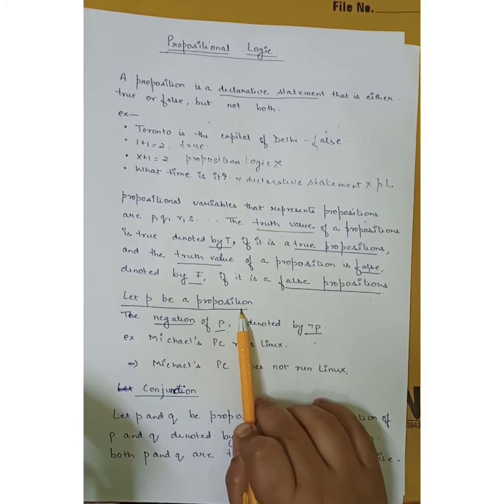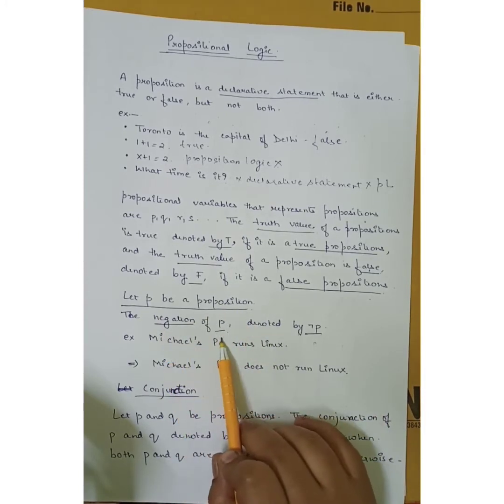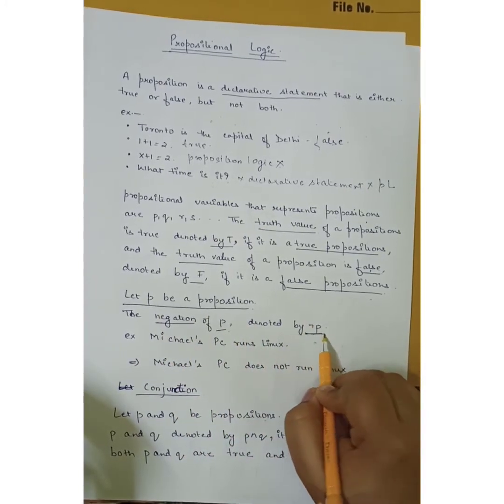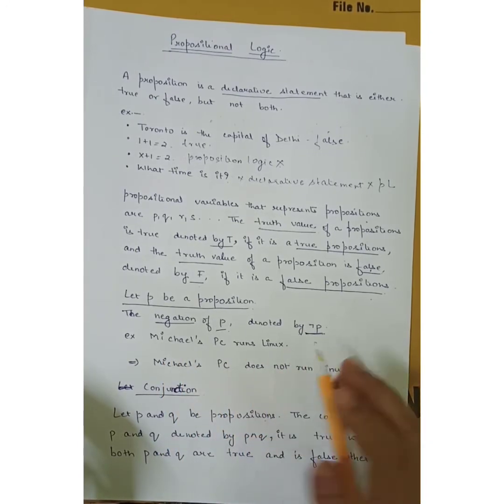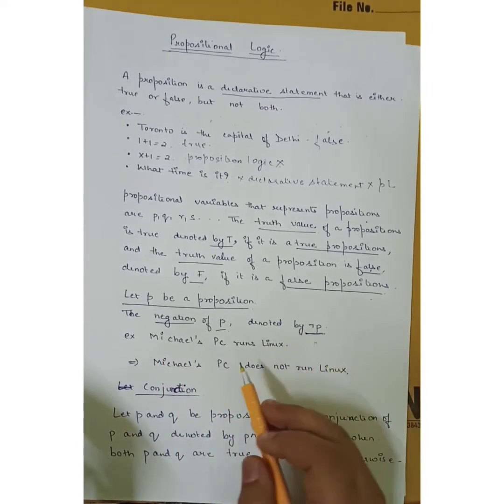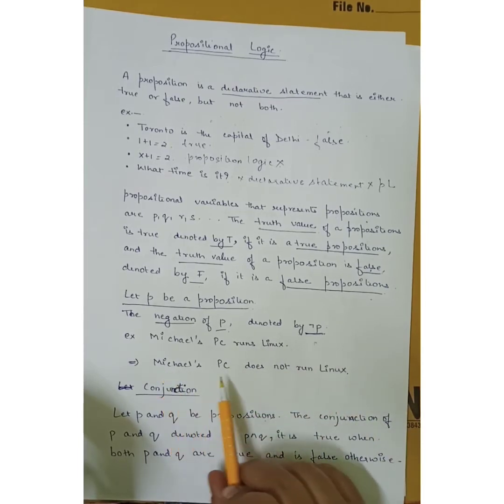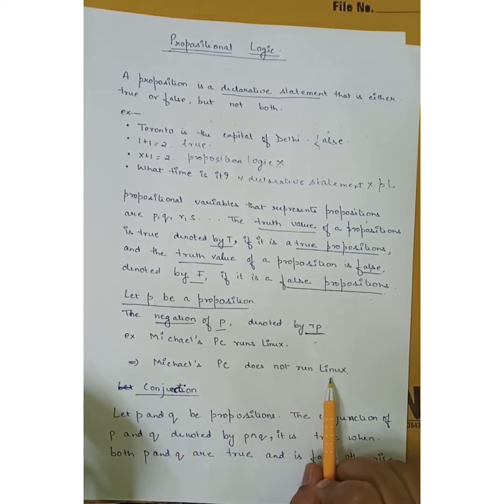Let P be a proposition, and the negation of P is denoted by ¬P. Here we have an example: Michael's PC runs Linux. If we have to write the negation of this, we can write: Michael's PC does not run Linux.